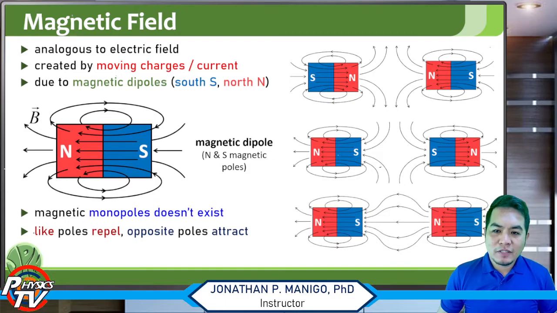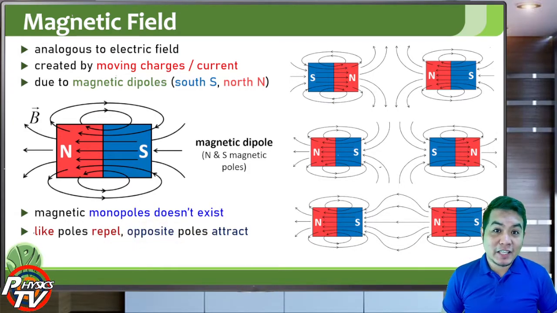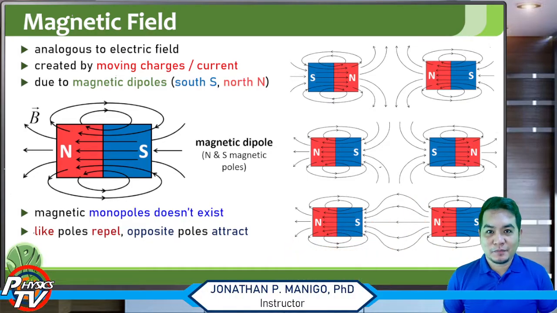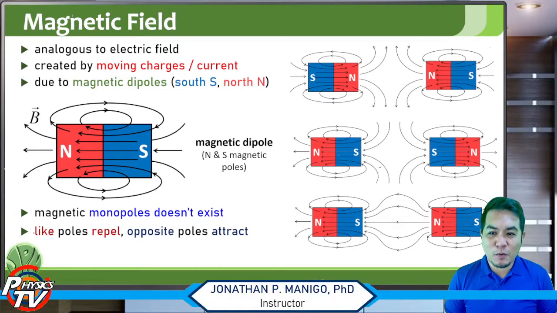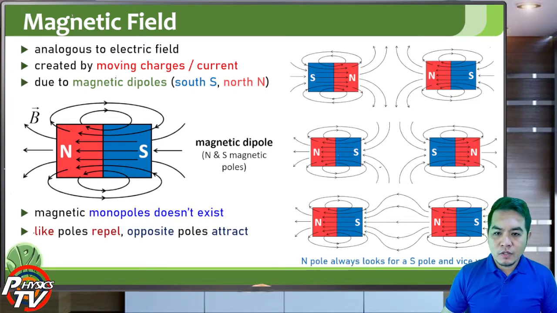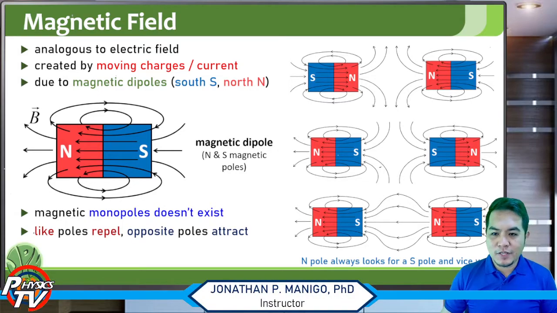But if you have a north and south pole, you're basically creating a dipole here. A north and a south will attract, and then they will create a dipole. So a north pole will always find a south pole and vice versa. A south pole will always look for a north pole.